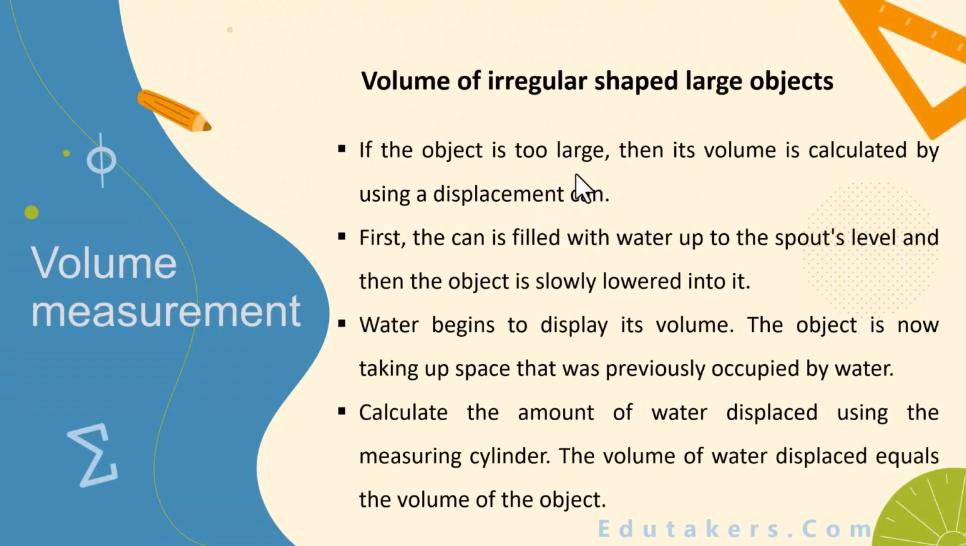Volume of irregular shaped large object. When the object is very large and irregular, how can you find out the volume of that object? The volume of an irregular shaped large object cannot be found out with the help of a measuring cylinder. For that you need to use the displacement can method. So how can you find out the volume? By using the displacement can.